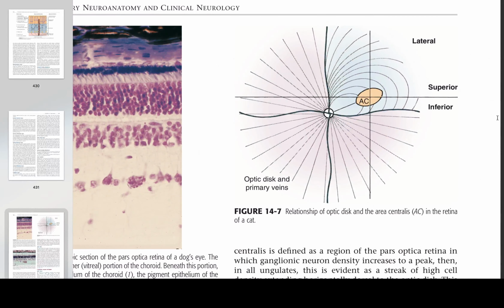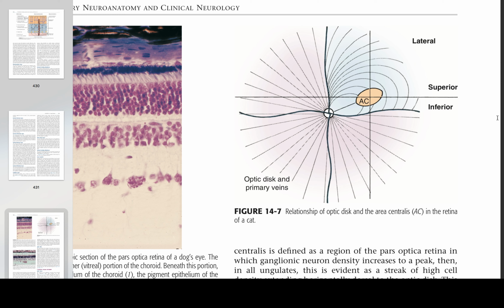The length of the external segments of the photoreceptor cells is also increased. The bipolar and ganglionic neurons in this area are increased in number as well. The axons in the nerve fiber layer form an arc as they leave the area centralis and course to the optic disc. If the area centralis is defined as a region of the pars optica retina in which ganglionic neuron density increases to a peak, then, in all ungulates, this is evidenced as a streak of high cell density extending horizontally dorsal to the optic disc.